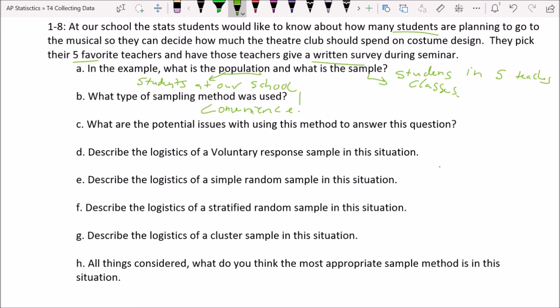Now, we're going to talk through the other methods that we learned. How would a voluntary response sample work in this situation? There's lots of different ways to do this. My idea for it is a QR code posted in the school.